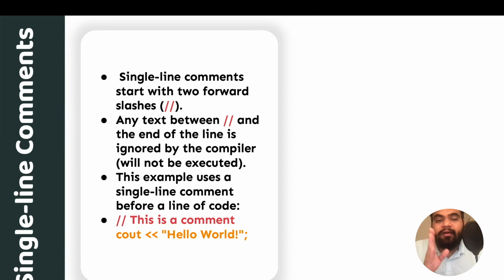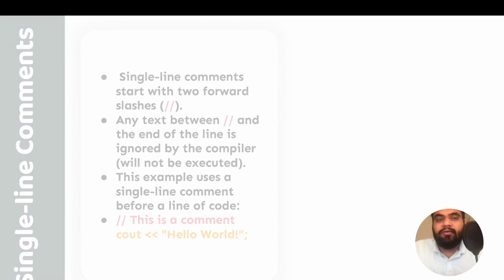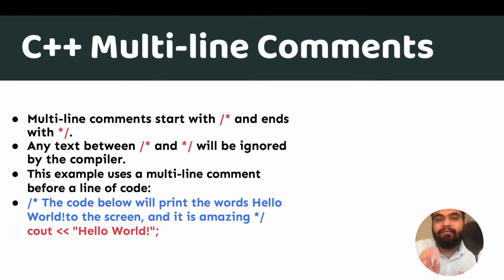For example, we have two forward slashes, this is a comment, and then we have cout, which we read earlier is used for the output, saying hello world. It implies that we are commenting out "this is a comment" and it won't be read by the compiler at all. I hope that was clear. Now let's move on to the next part, where we have multi-line comments.